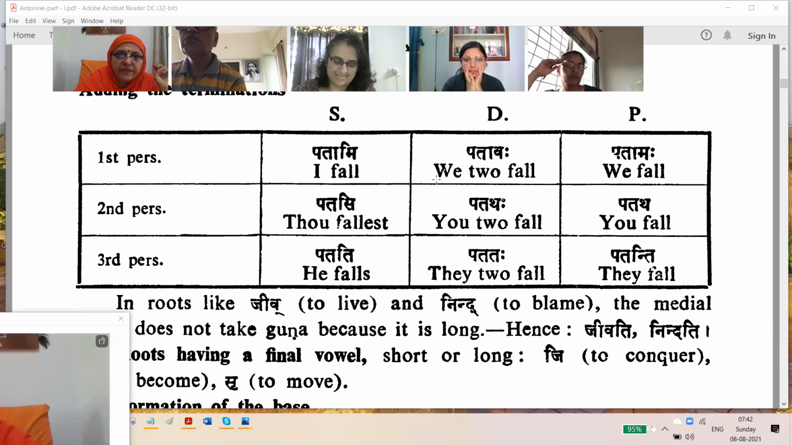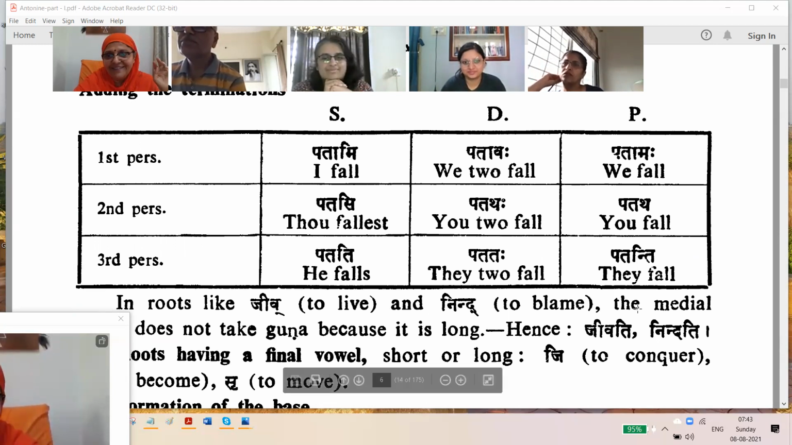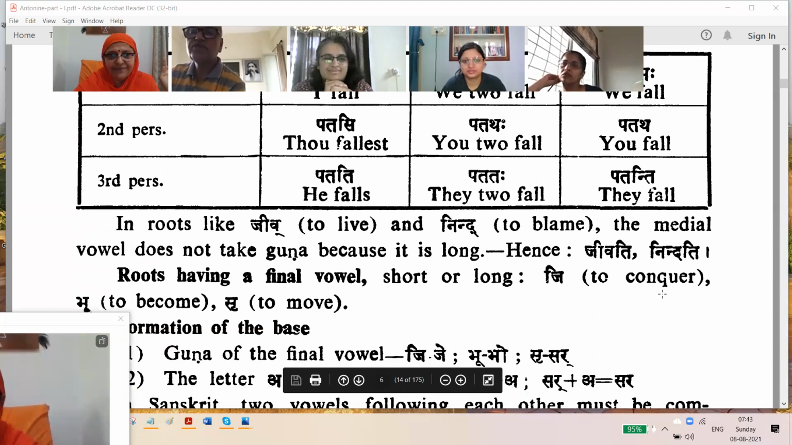Patami, I fall. Patavaha, we two fall. Patamaha, we fall. Patasi, thou fallest. Patathaha, you two fall. Patatha, you fall. Patati, he falls. Patataha, they two fall. Patanti, they fall.